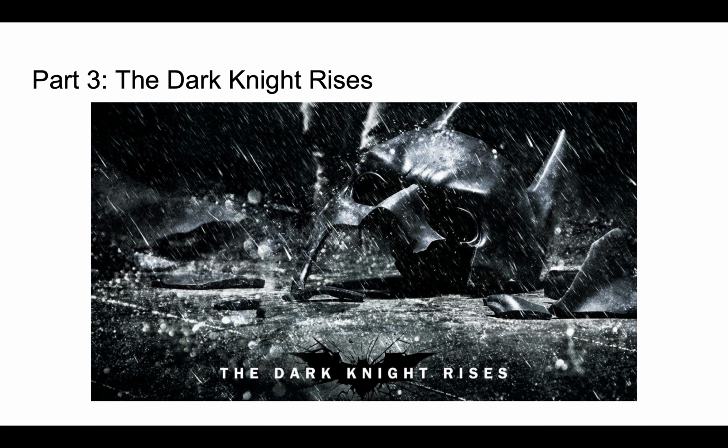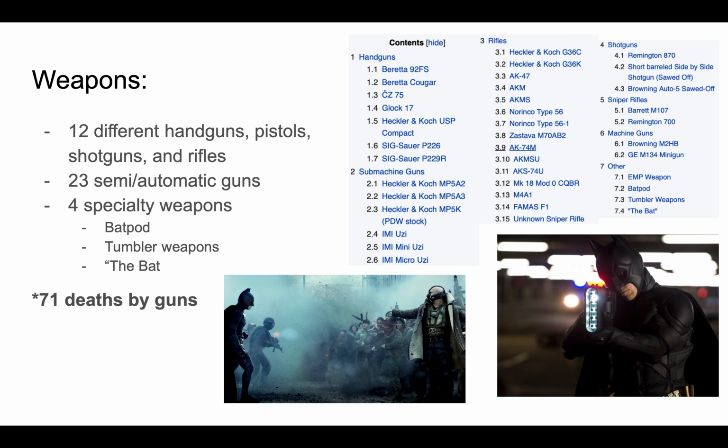And the final movie is The Dark Knight Rises. This movie was not what I expected at all. This movie honestly was a lot darker and a lot scarier than I anticipated it to be as a 23-year-old girl. So, you can see in these ones, a lot of the weapons in this movie have upgraded and just skipped the small things like handguns, pistols, shotguns, and rifles. There's only 12 different ones of those, but 23 different semi-automatic guns. And there's 4 specialty weapons, including the bat pod and the tumbler weapons that patrol the city.